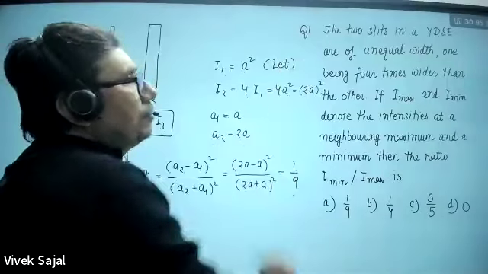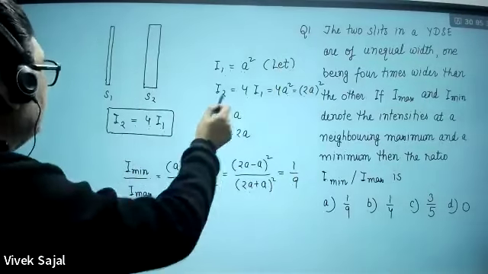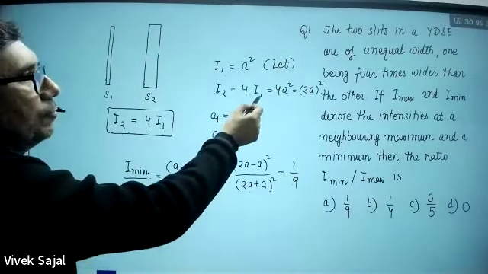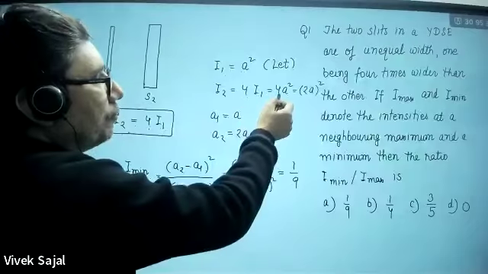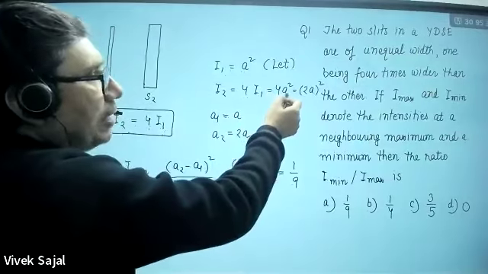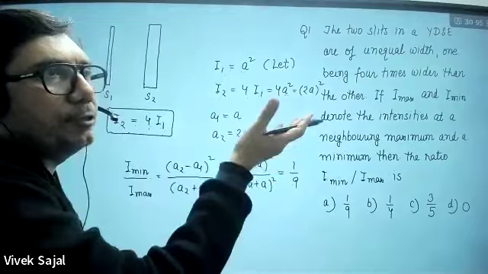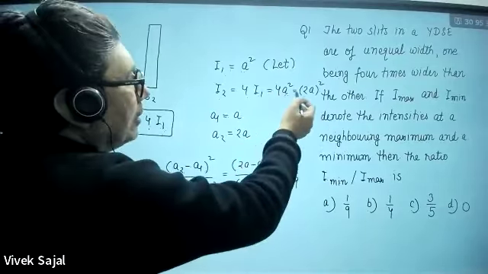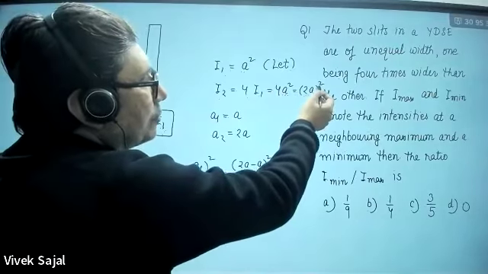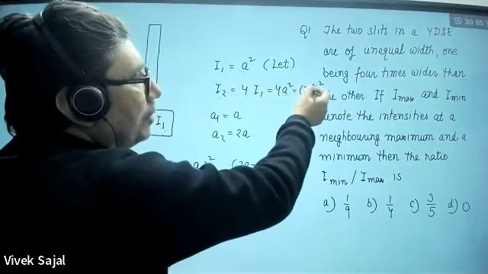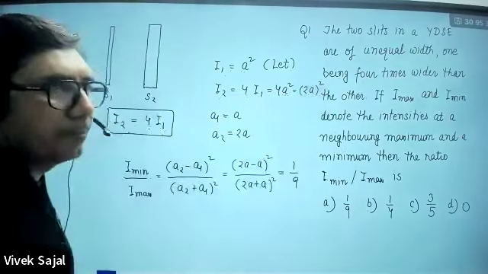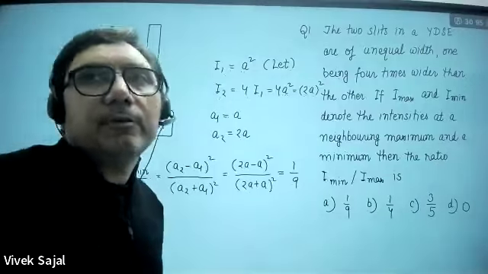So here I can write, let I1 be equal to A square. Then I2 is 4 times I1, so this is 4A square. How can you write 4A square? Intensity is amplitude square. So A2 will be equal to 2A, because intensity is amplitude square.